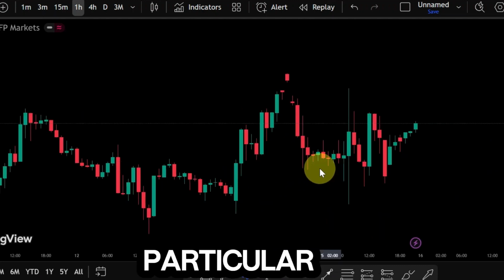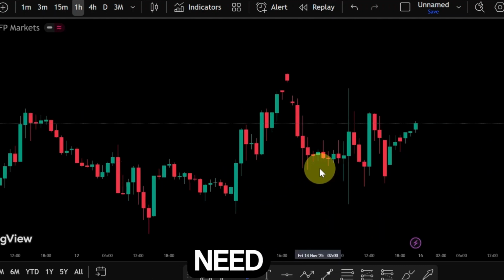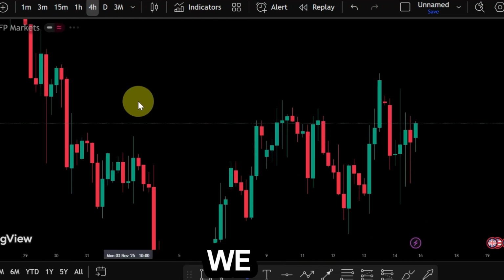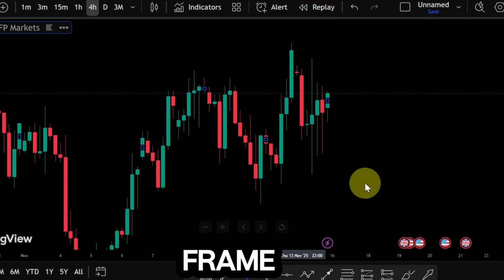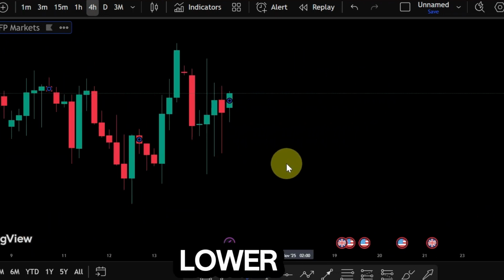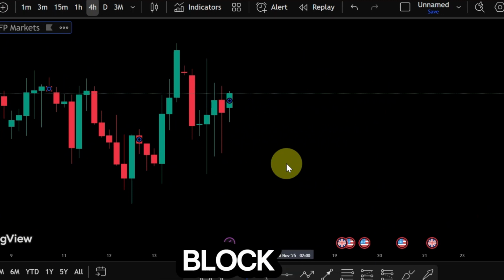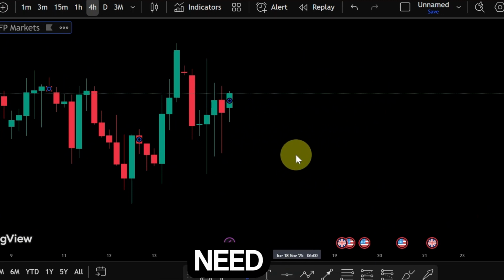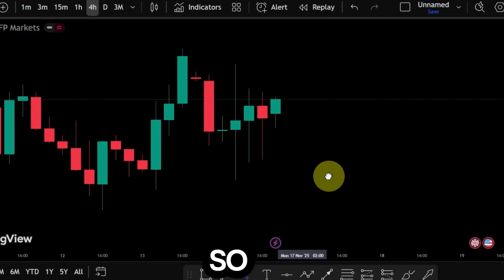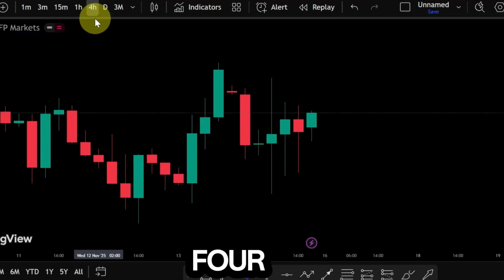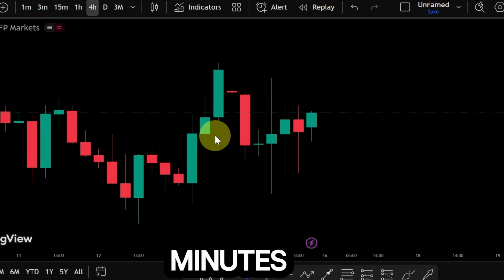To use this particular strategy, we need two time frames, a higher time frame and a lower time frame. We need to use the higher time frame to look for the order block and the lower time frame to find another order block and use it to take a trade. Remember, the name of this strategy is called order block in an order block. So we need two time frames for this. I'll be making use of the 4-hour time frame and the 15 minutes time frame.